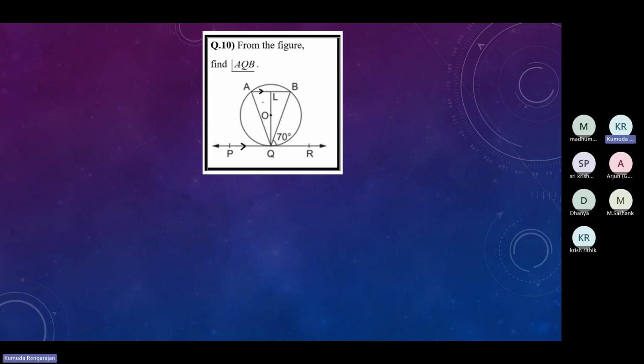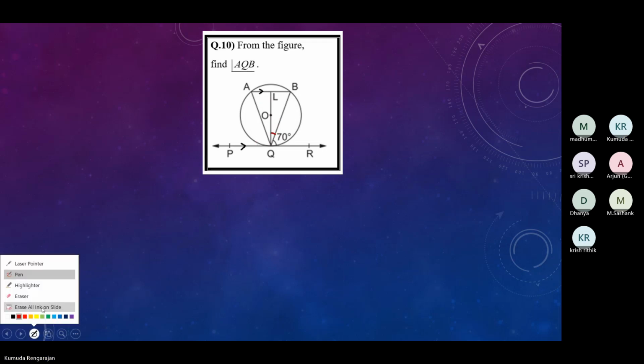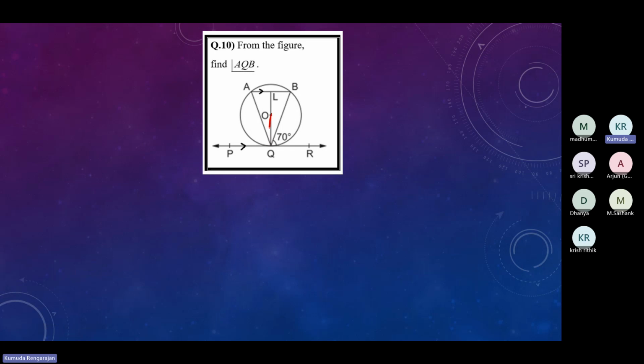Okay, now this angle we can find easily because this is the radius, this is the radius, this is the tangent, so this is 90. So 90 minus 70, this is 20. This one is 20. So the answer is 40. The thing is, we'll have to show that these two are congruent.